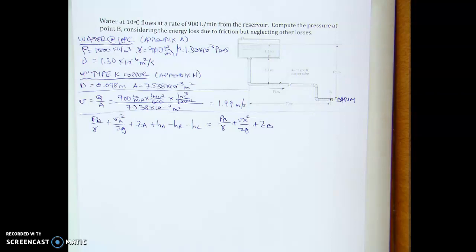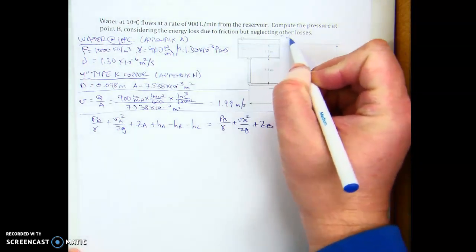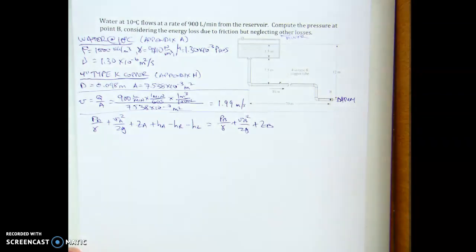Okay, let's try another problem. Next one in our package. You can see water at 10 degrees Celsius flows at 900 liters per minute from the reservoir. Get the pressure at point B, considering energy loss due to friction but neglecting other losses. And of course that would be minor losses. So the minor losses in this case are zero, but the friction losses are not.